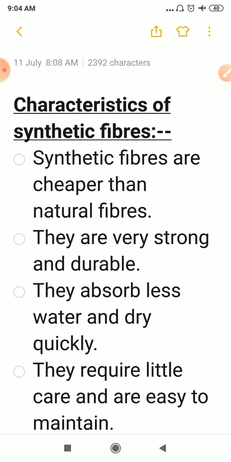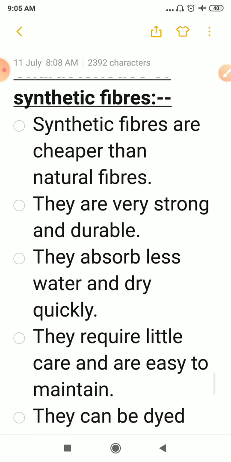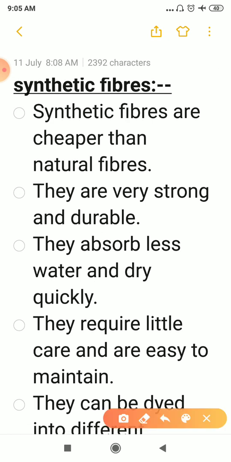Rayon looks similar to natural silk and has the same type of properties that natural silk has. This is one of the characteristics of synthetic fibers, that they are cheaper than natural fibers. We can easily afford objects and dress materials prepared from synthetic fibers.